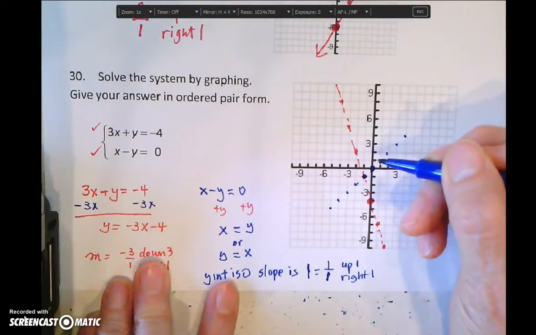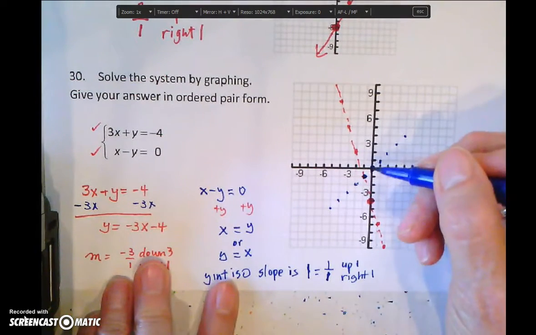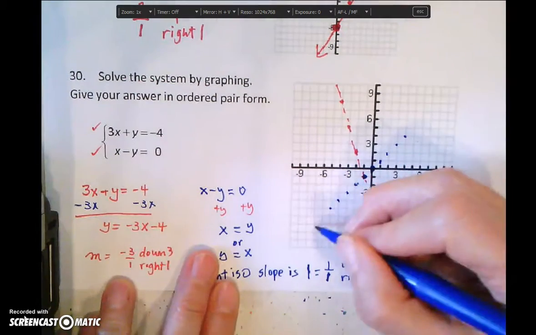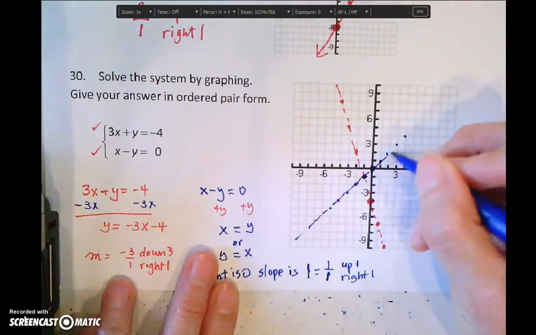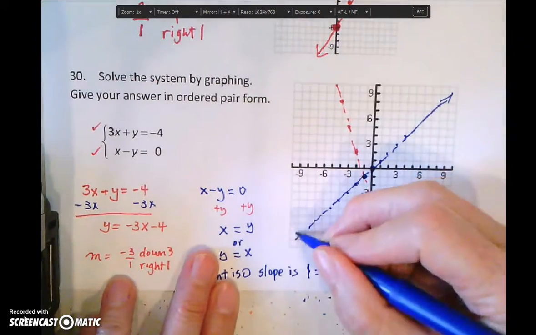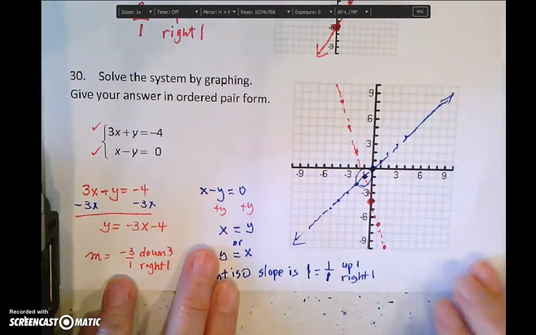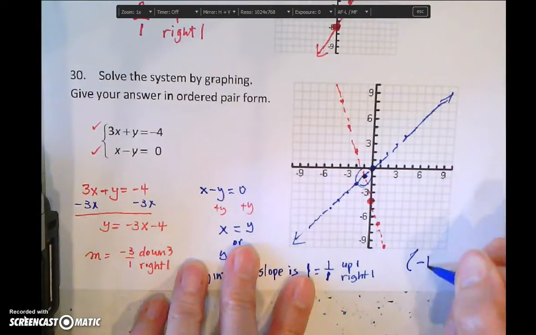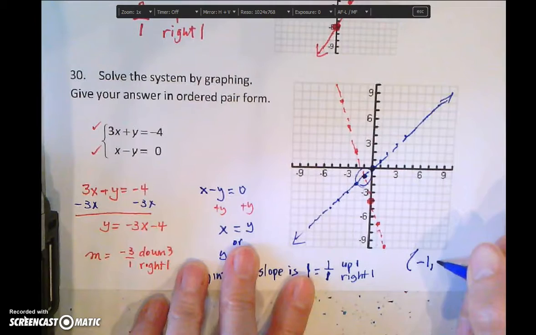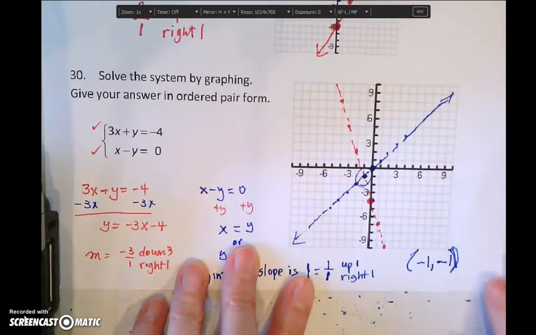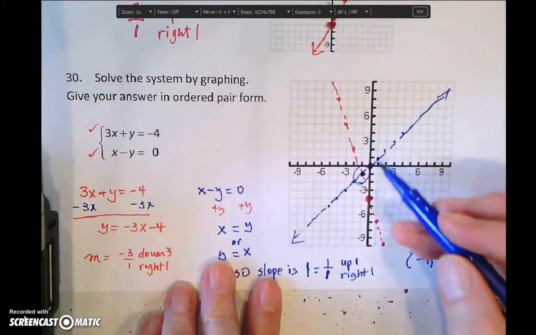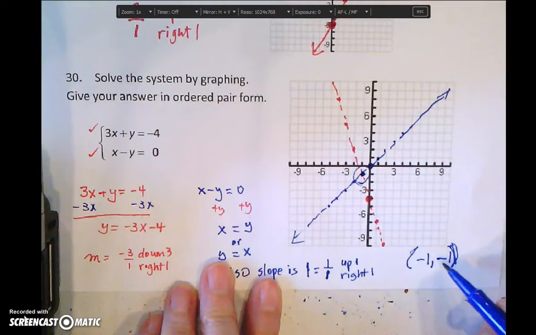So here you can see I went up 1, right 1 a bunch of times, and then down 1, back 1. And you can see there's that point where they intersect. So then if I were to finish this line out, I have this here, and this is my solution. So the ordered pair would be x is -1, and y is also -1. So that appears to be my answer. I'm pretty sure about it. But make sure that you put your x first and your y second.